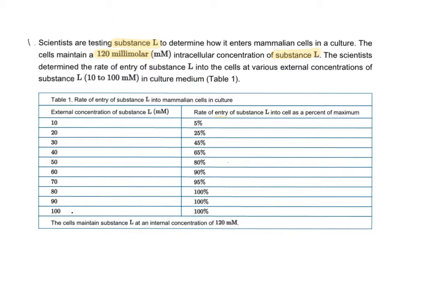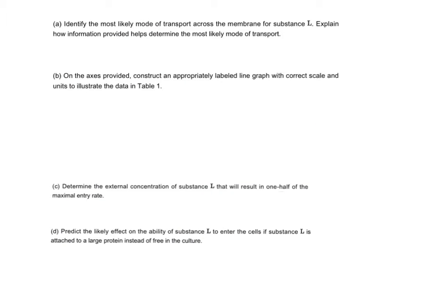Okay, we've got our external concentrations on the left-hand side. This is our independent variable, and we have our dependent variable, which is how fast that substance is entering the cells. Okay, so we've got 4 questions here. The first question says to just identify the most likely mode of transport across the membrane for substance L. Explain how information provided helps us determine the most likely mode of transport. So we have to identify and explain.